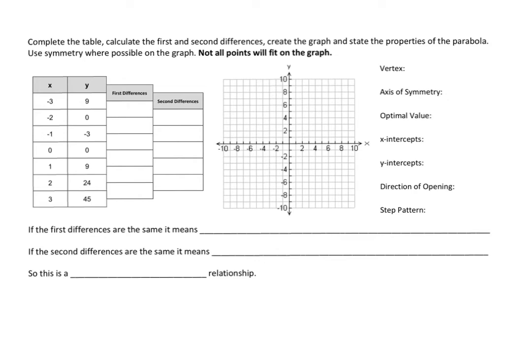A way that we can tell if a relationship is going to be quadratic is to look at the first and second differences. As we know from linear relationships, when we have first differences that are all the same, we know that the relationship will be linear. When we want to look at a curve and decide if it's a parabola or not, we'll look at the second differences. If the second differences are all the same, then we know the relationship is a quadratic.